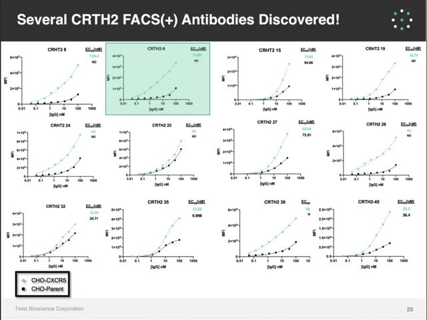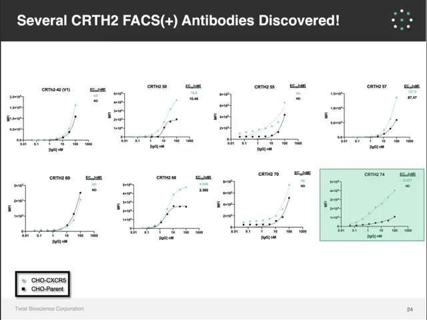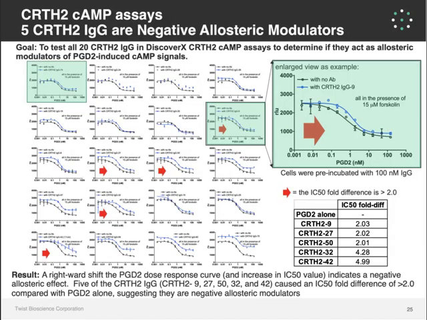We've also gone on and panned our library against CRTH2, which is, again, a target that's involved in asthma. And we found a whole panel of different antibodies that bind to our CHO lines that overexpress CRTH2 compared to the background CHO lines. So shown here in green are some of the candidates that we have found against CRTH2. Here's a couple more. And we've now taken these antibodies forward, shown that many of them, again, at high concentrations, show a shift in the cyclic AMP assay. And so they are either potential antagonists or negative allosteric effectors of CRTH2.